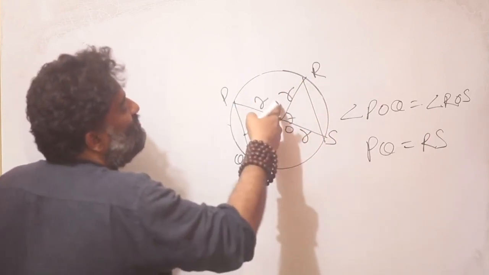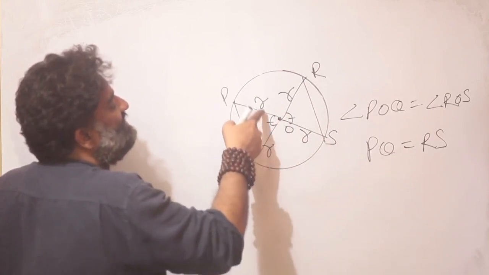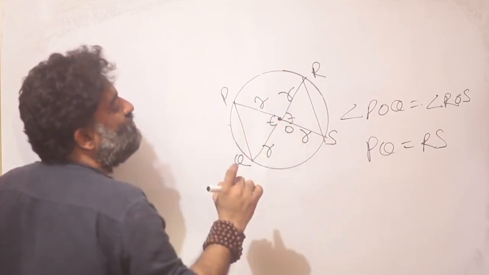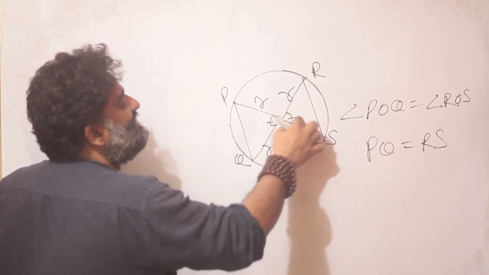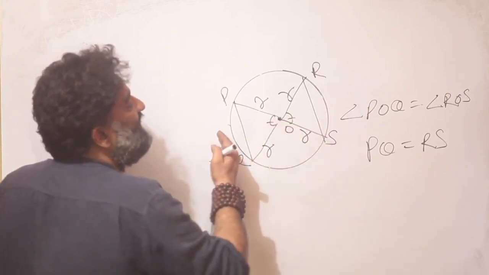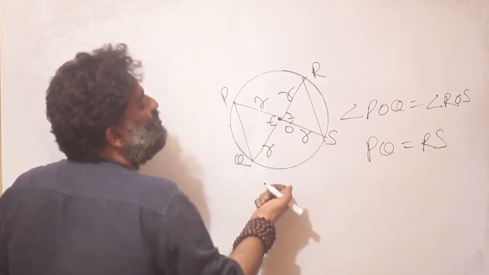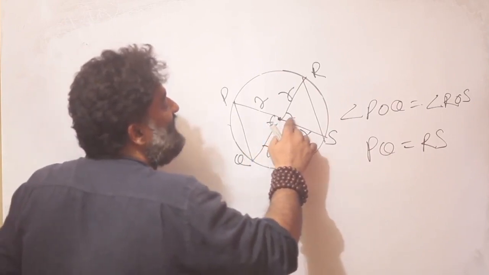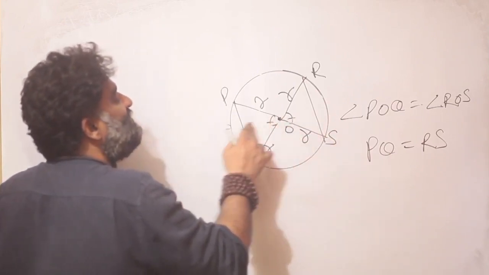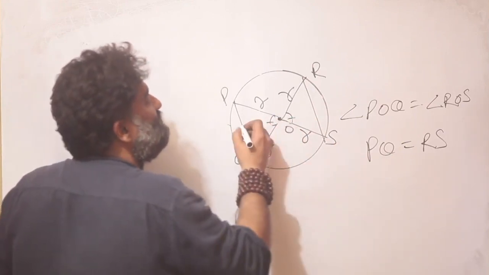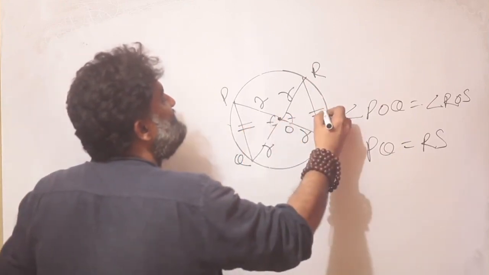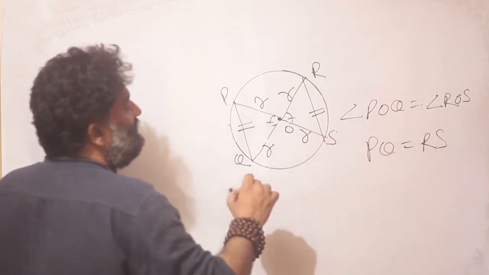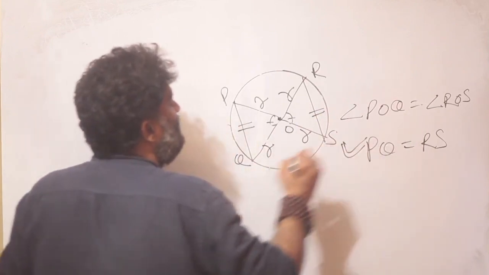So we are looking at two triangles and I have a side angle side congruence. That means these two triangles are congruent to each other. That means all corresponding parts are going to be equal to each other. These two angles were equal. That means the sides in front of these angles are also going to be equal. That means PQ is equal to RS, and you are done.